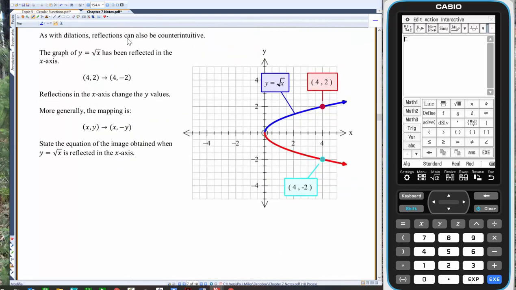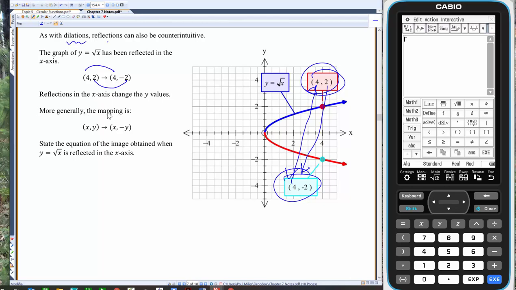Okay, as with dilations, reflections can also be counterintuitive, or I believe they are. So the graph of y equals root x has been reflected in the x-axis. Here's our original function, y equals root x. You can see here the reflection in the x-axis. Now note the coordinates here. We've taken this point, (4, 2), and it's become (4, negative 2). Notice that when we've reflected in the x-axis, x is the same, 4 and 4. What's changed? Well, a negative sign has been put in front of the y value, so that's opposing signs.